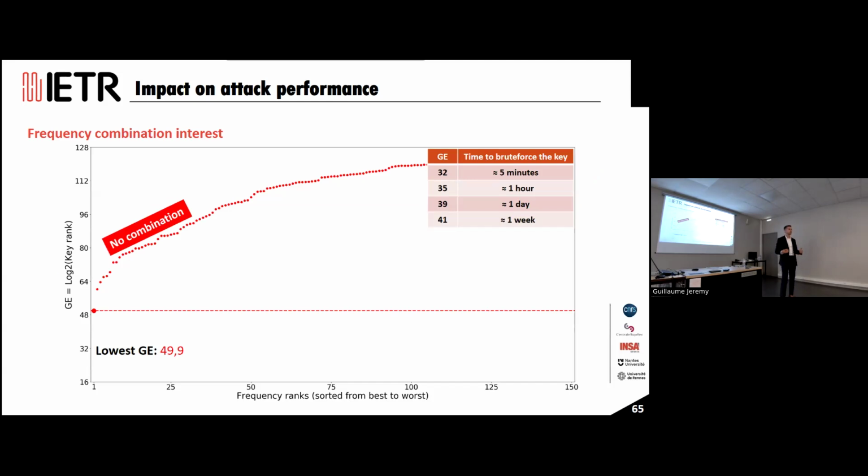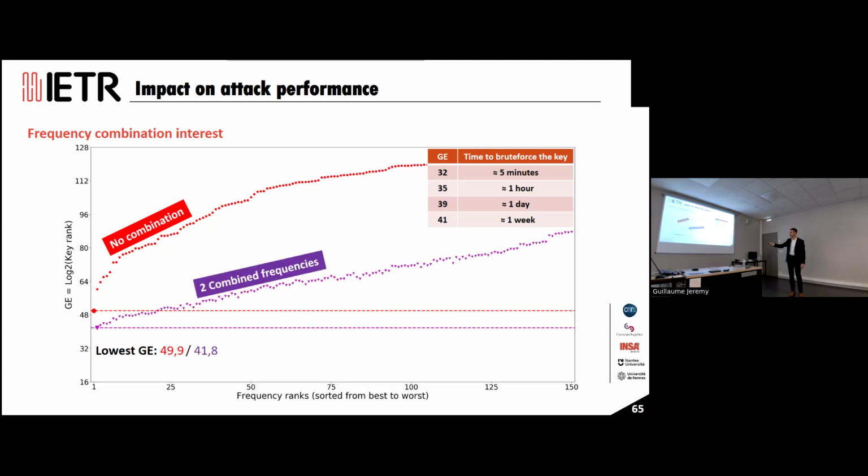And in order to make frequency combination interesting, we voluntarily reduce the number of traces that we are using at every frequency in order to have the best frequency with a Gaussian entropy of 50. With a Gaussian entropy of 50, we will need multiple months in order to brute force the key. What we do is we take the best frequency and we combine it with each of the initial frequencies individually. And here is the result that we get from the different combinations. With the best of the combinations, we get a Gaussian entropy of 42. It is still very high. We will need multiple weeks to brute force the key, but we are getting closer to a reasonable attack.